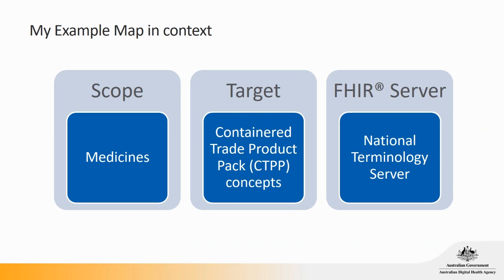Just a bit of context about the example mapping I will go through today. I have a local list of medicines and I want to map that to the AMT, specifically the Container Trade Product Pack Concepts, or CTPPs. I will also access the National Terminology Server as I don't have my own FHIR terminology server.